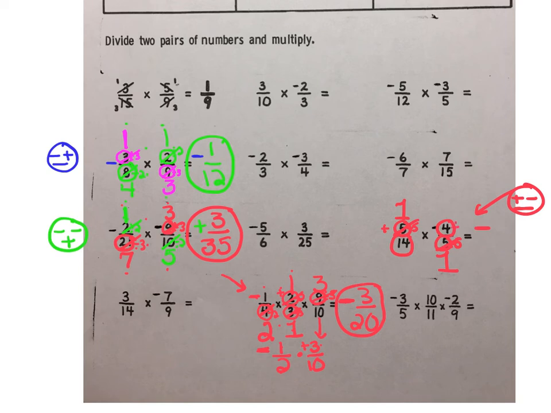But take a look at the 14 and the 4. A common factor here would be 2. This 14 divided by 2 is 7. 4 divided by 2 becomes 2. And that's all we can do. So let's multiply. Top times top is 2. Bottom times bottom is 7. Negative 2/7. Now complete the rest on your own.